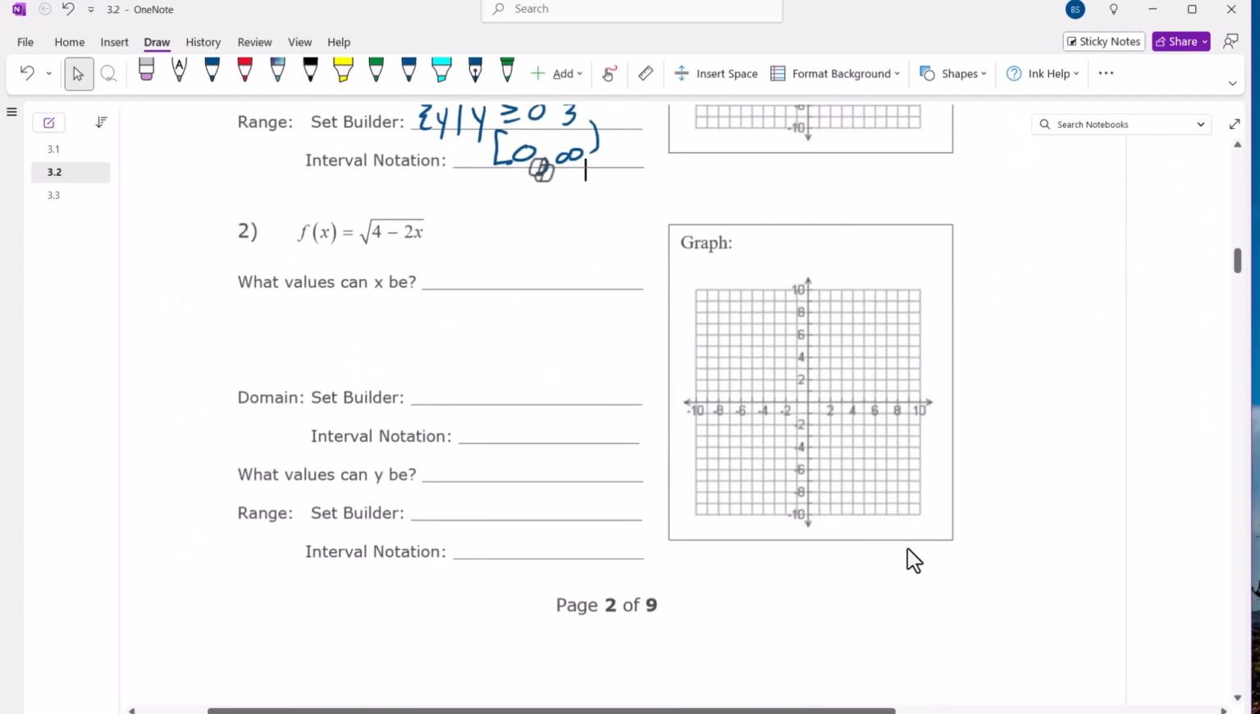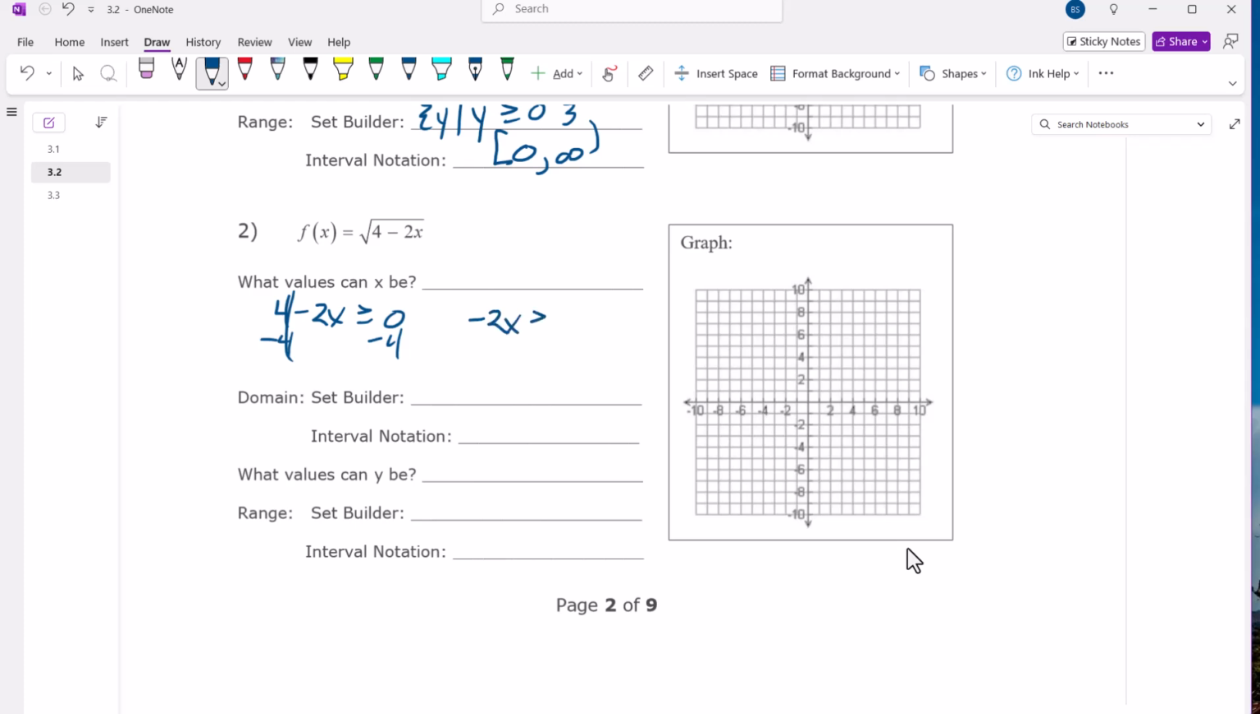Okay, next one, same thing, it's a square root function. So take what's under the radical, set it greater than or equal to 0, solve the equation. So subtract 4, you'll get -2x is greater than or equal to -4. Now we divide by -2 to get x by itself, so we get x is less than or equal to -2. So this can be -2 and smaller on here.